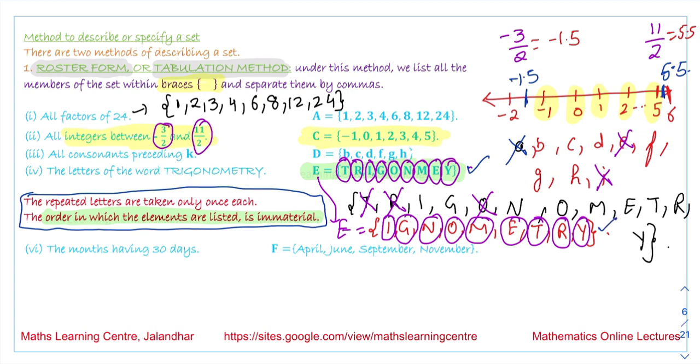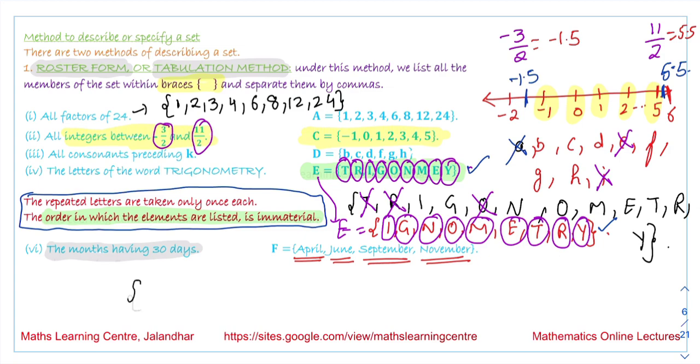Next is the months having 30 days. We are talking about the collection of months having 30 days. Which months have 30 days? It is April, June, September, and November. So these are the months having 30 days. This kind of method in which we list all the elements is called the roster form or the tabulation method. So what is important to note here?